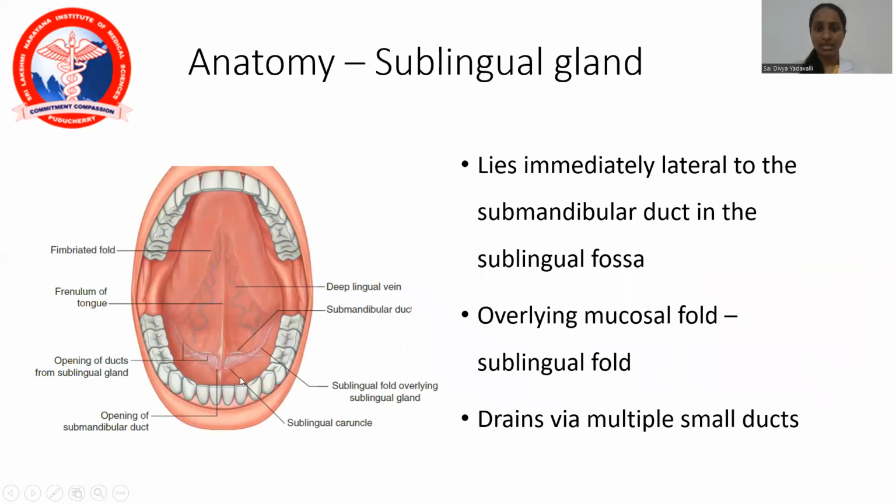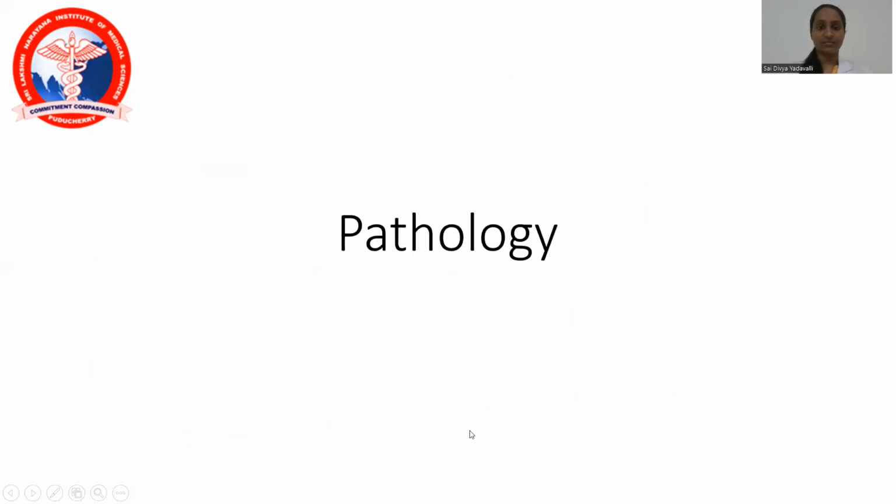Coming to the sublingual gland, it lies immediately lateral to the submandibular duct in the sublingual fossa. Below the tongue, there's a fossa, that is the sublingual fossa, where the sublingual gland lies. The overlying mucosa of the sublingual gland is called the sublingual fold that you can see in the floor of the mouth. It drains via multiple small ducts.